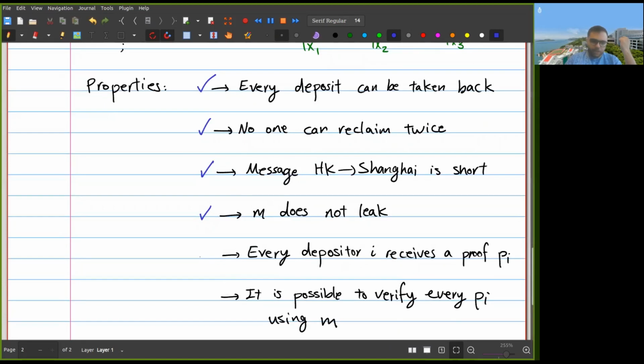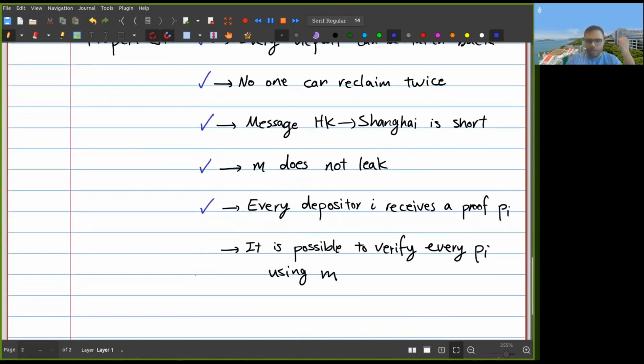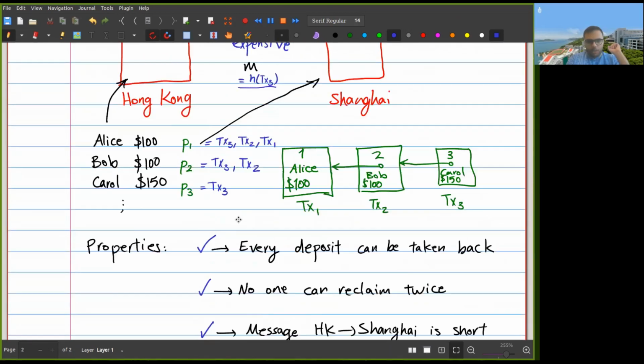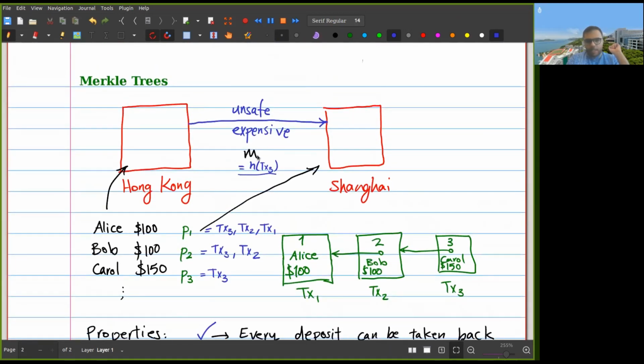Now, every depositor received a proof. We have that. It is possible to prove and to verify every proof using just the single message M that was sent from Hong Kong. Yes, because the idea was that Hong Kong only had to send the hash of the very last transaction. And then this was what Shanghai could really rely on. And using this and the proofs, they could just unroll the entire ledger up until the point where it had the transaction that they actually cared about, and they could give things back.